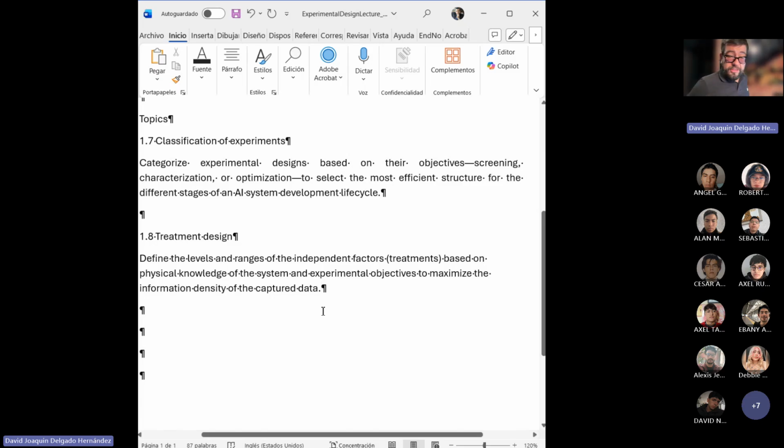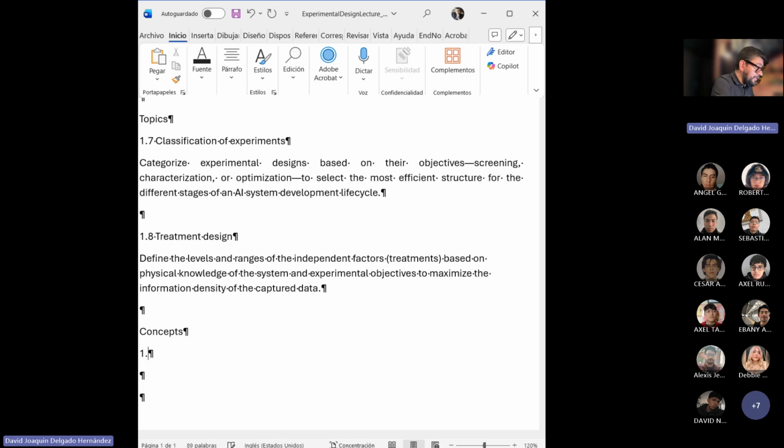So it may seem that these two topics are very easy to learn, but it is important for us to understand actually why it is important to classify our experiments and the number of treatments that we are going to establish prior to starting our experiments. So, first of all, let me put here the concepts.